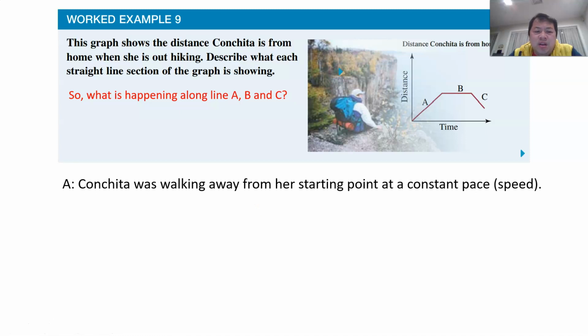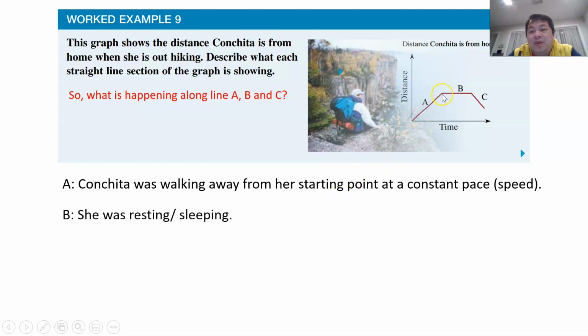This person by the name of Conchita was walking away from her starting point. That was her starting point, and she was walking away from it. Do you think it's a constant speed? It looks like a constant speed, isn't it? Look at the graph. It's quite consistent, isn't it? And then after that, what happens at B?